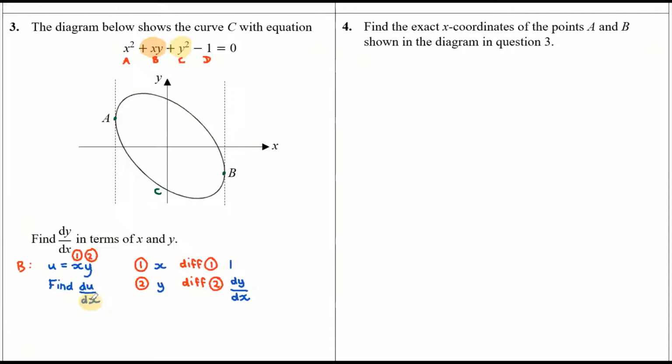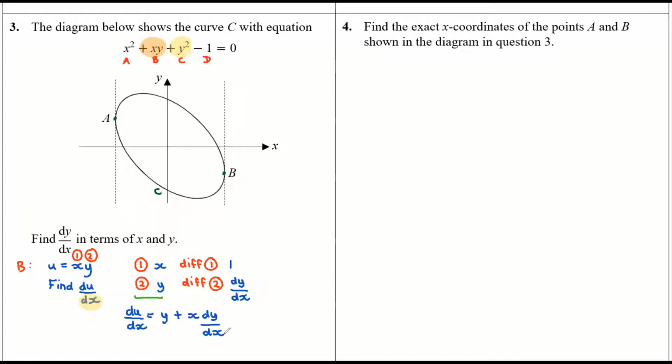So using the product rule, we can say du by dx is simply going to be, start with the bottom left-hand corner, which is how I tend to do it. So start with that one and then cross multiply essentially. So it's going to be y plus x dy by dx. Okay, so that's that part differentiated. So that's just part B.